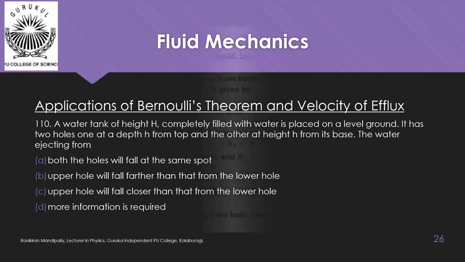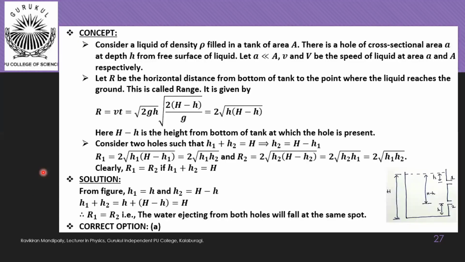Or else you can follow this approach. You can go with this information. Already this concept is used earlier. Now here I am considering two holes, 1 and 2. One is at depth h from top surface of the liquid, and 2 is at height h from the bottom. That means the liquid above this hole 2 is capital H minus h. That means h1 is equal to h, h2 is equal to capital H minus h.